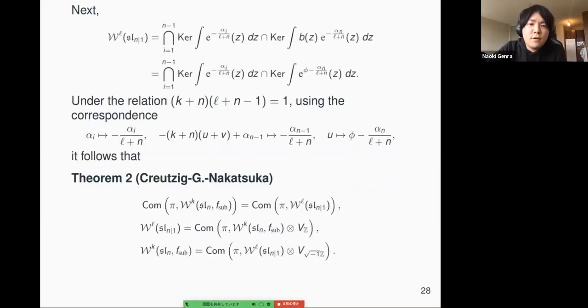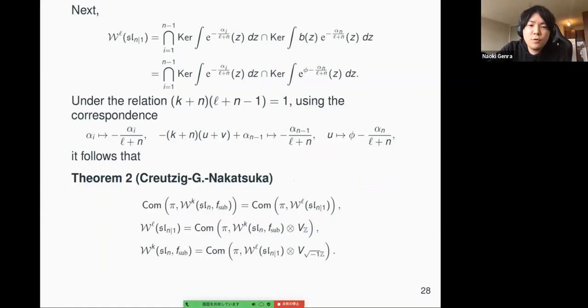And next, we consider the principal W-superalgebra of SL(N|1). We can compute the SL(N|1) screening as the screening of Virasoro 1 and beta z and e^(minus alpha n over k plus n). But this alpha I and alpha n have a root system corresponding to SL(N|1). And so this beta z, using the boson-fermion correspondence, becomes e^phi.